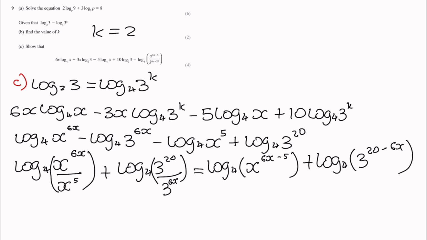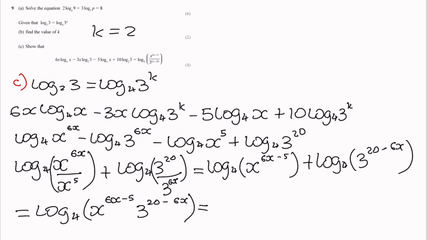Right, so now I'm going to write that as one term, so that's going to be log to the base 4. I am adding these logs, this log plus this log, which means I need to multiply what is in the brackets. So I'm going to get x to the power of 6x minus 5 multiplied by 3 to the power of 20 minus 6x, which is close but not quite what we have in the question.